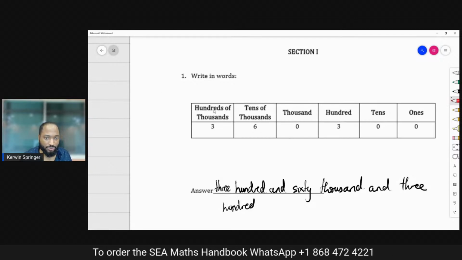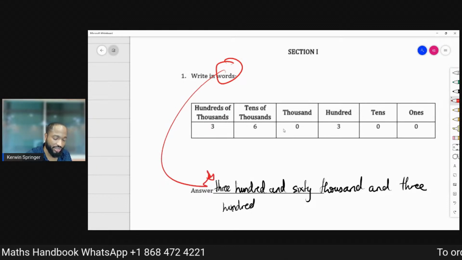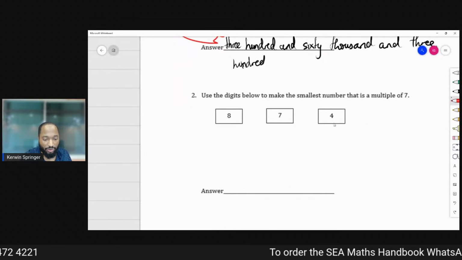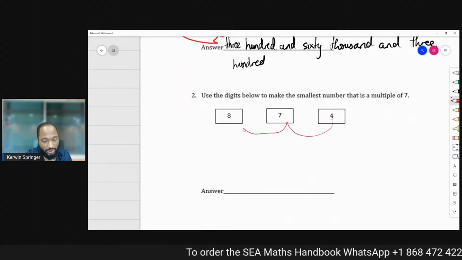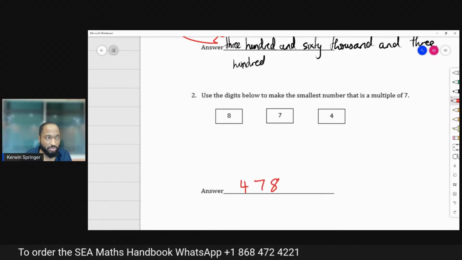Now, this is writing words, so you have to put these literal words here and make sure you space out your things properly. Use the digits below to make the smallest number. If you're trying to make the smallest number, start with the smallest and end with the largest. So 4, 7, 8 is the smallest possible number.